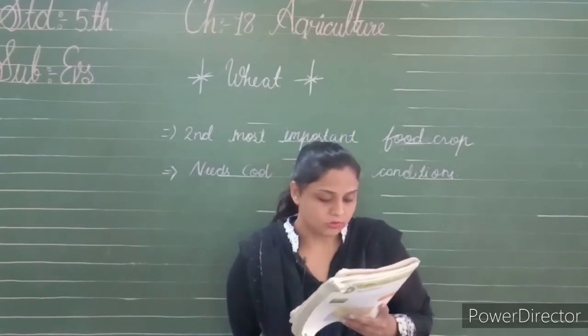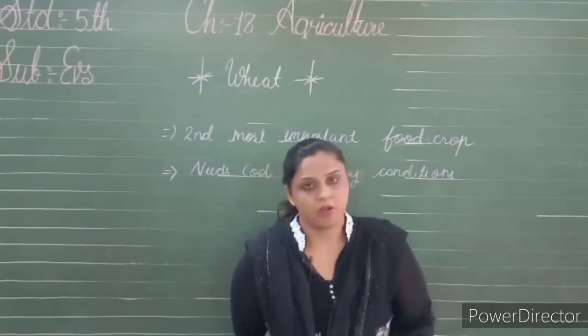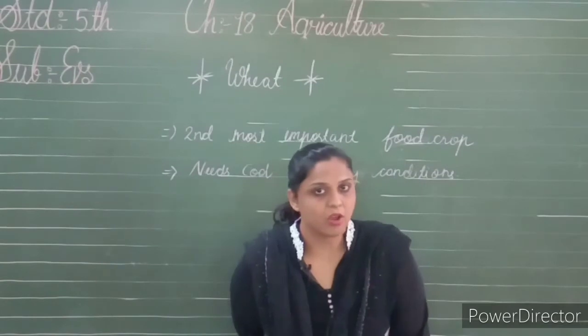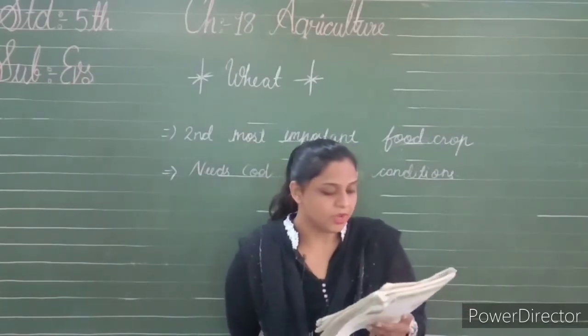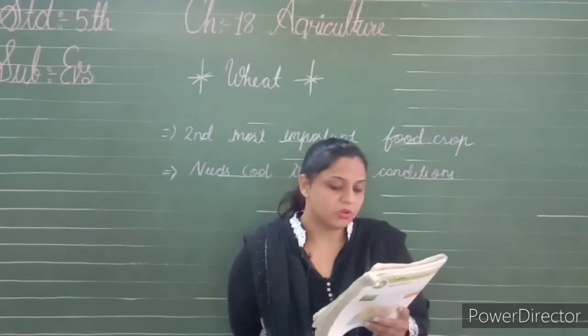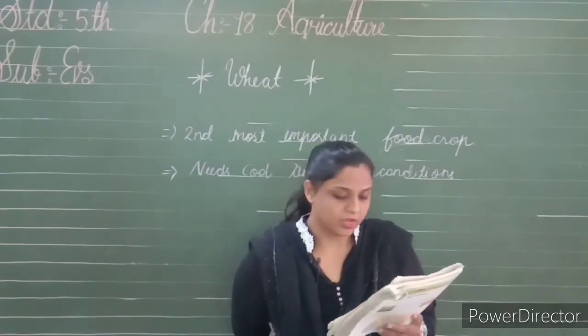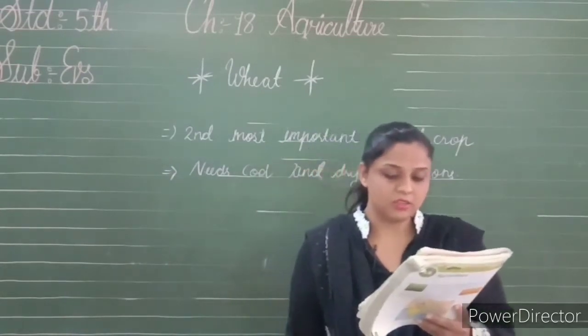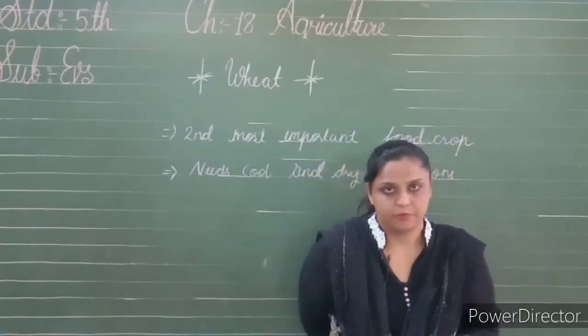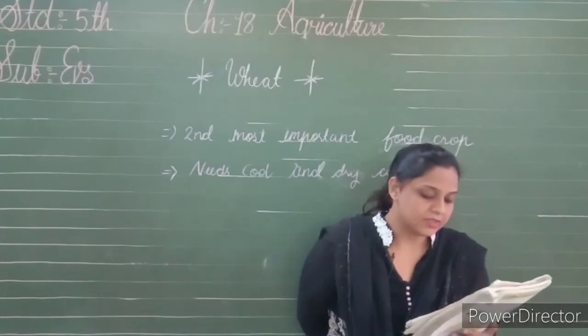Millet or coarse grain includes jawar, bajra and ragi. So this jawar, bajra and ragi, we all know what they are. These are also produced. They are generally grown in dry regions. Haryana, Gujarat, Karnataka, Rajasthan, Andhra Pradesh and Madhya Pradesh are the chief producers of millet. Okay, so India is the largest producer and consumer of pulses.